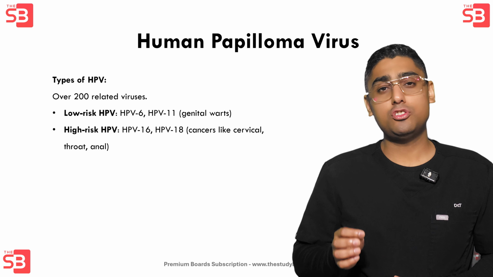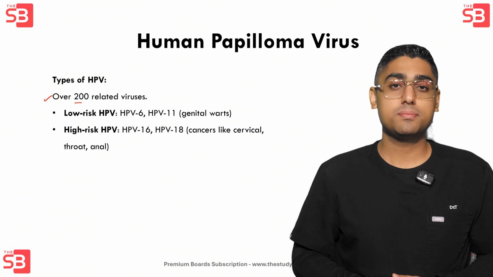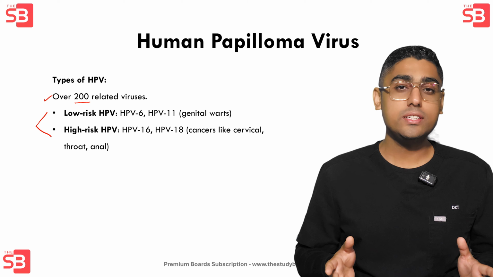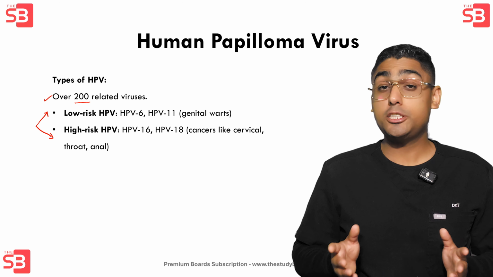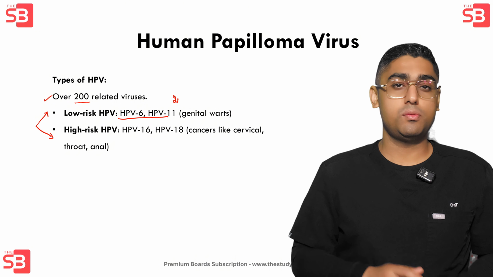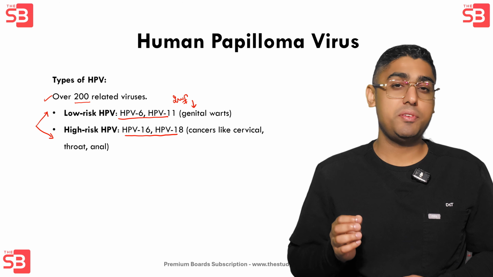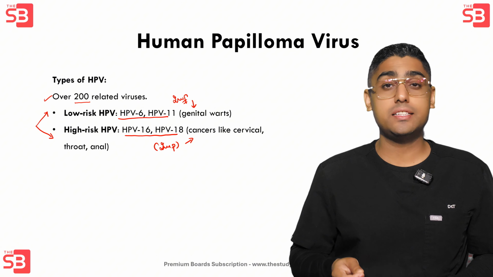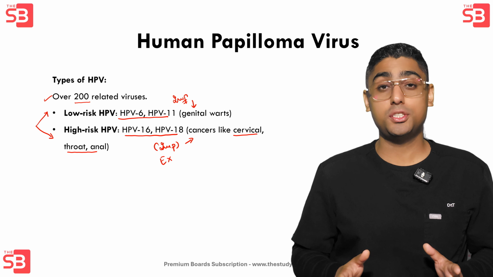Now HPV is not just one virus, but a group of over 200 related viruses. These are broadly classified into two main categories, low risk and high risk types. Low risk types such as HPV-6 and HPV-11 cause conditions like genital warts. And high-risk types such as HPV-16 and HPV-18 are associated with several cancers including cervical cancer, throat cancer, and anal cancer. And these are exam questions, so pay attention to this.